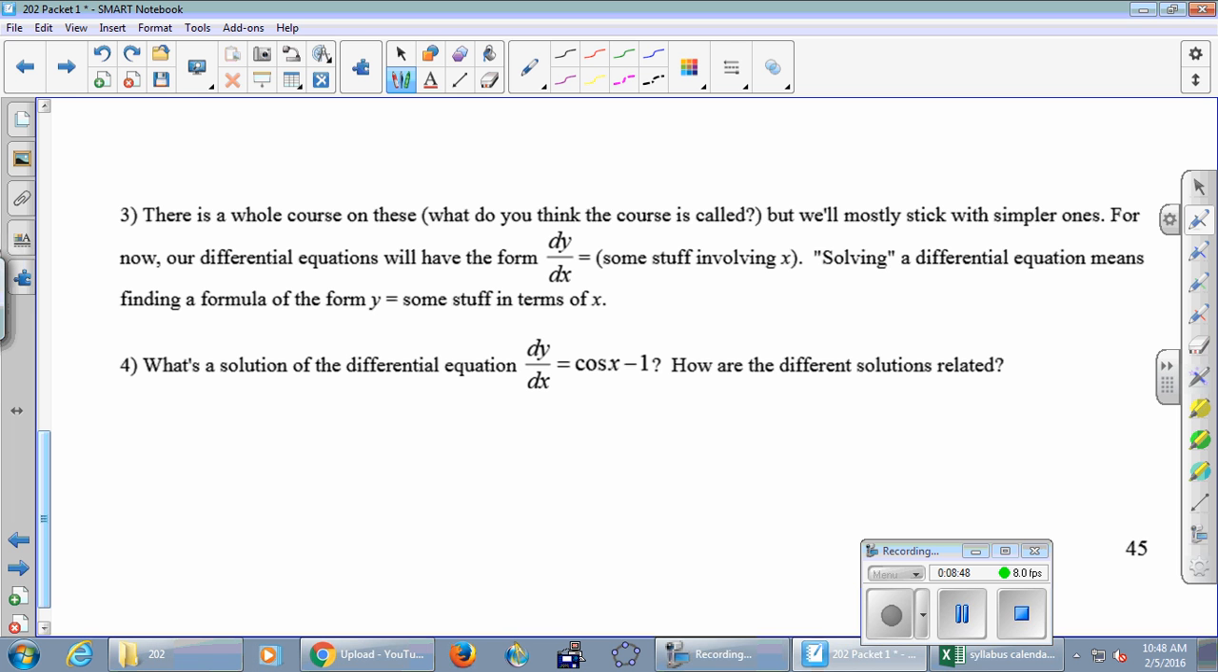All right, so the differential equations that we are going to solve are going to be simpler than that y double prime one. Our differential equations will have the form dy/dx equals some stuff involving x's. And then the goal is to find a formula of the form y equals some other stuff in terms of x.